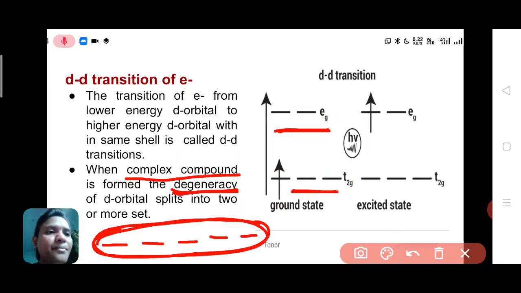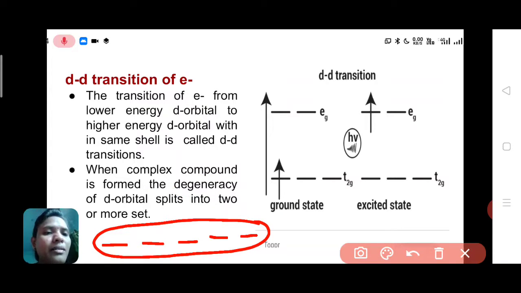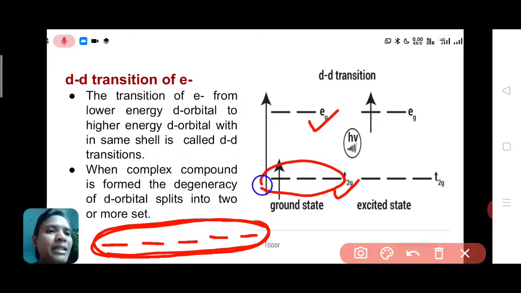I hope you got now that at the same energy level the 5 d orbitals possess degeneracy. When this degeneracy gets disturbed, these 5 orbitals are divided into two groups. First group is Eg group and second group is T2g group. 3 orbitals are present in lower energy level and 2 orbitals are present in higher energy level. So there is a distribution of these 5 d orbitals in lower and higher energy levels. The lower energy group is called T2g group and the higher energy group is called Eg group.